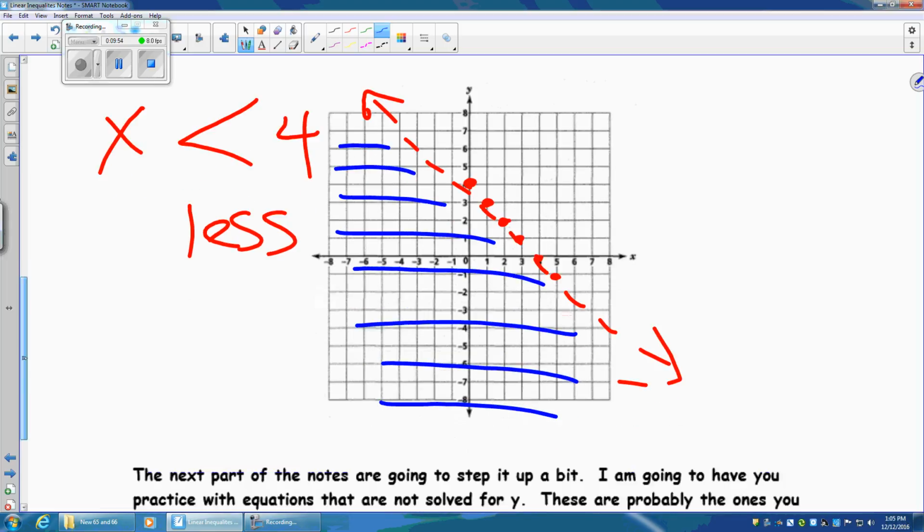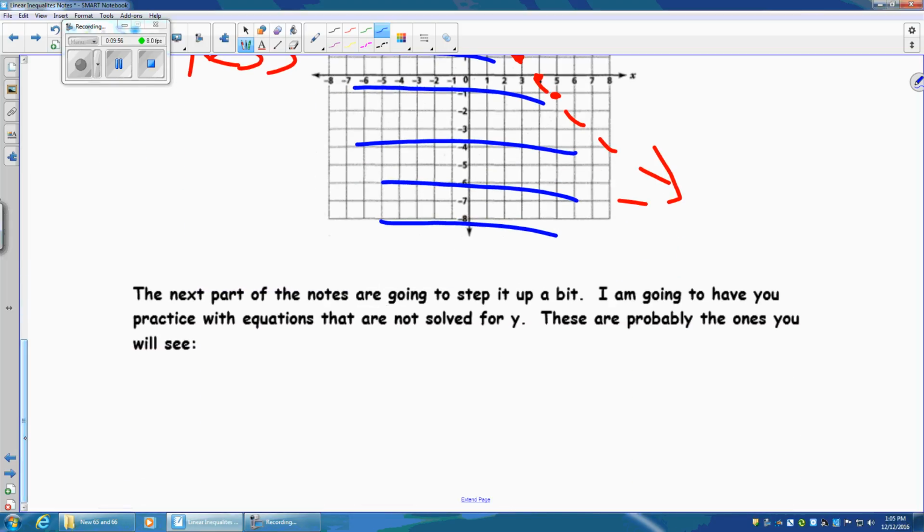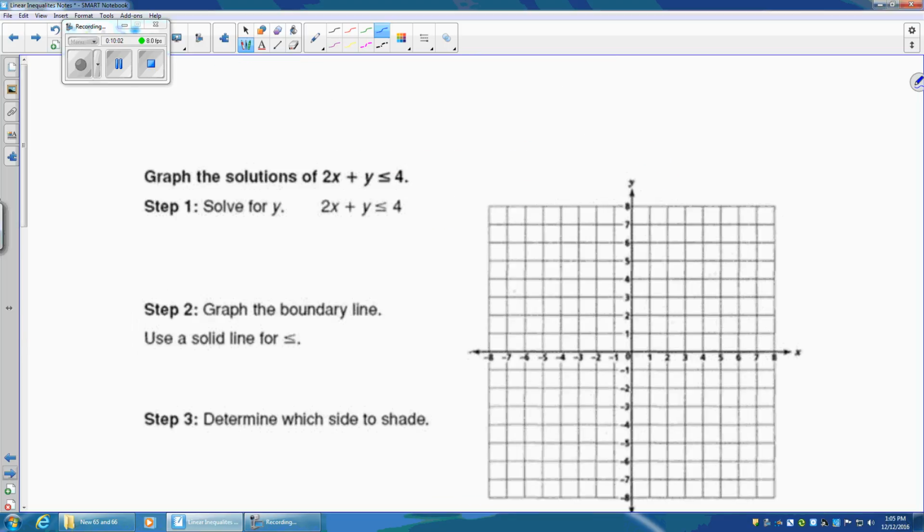All right, so the next part of these notes, I'm going to step it up a little bit. I'm going to have you practice the equations that are not solved for y. These are probably the ones that you're going to see. This is how it looked on that first question. So it says graph the solutions to this. We've done this in the past. We've gotten y all by itself, so let's do that.